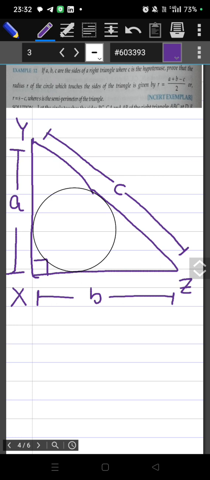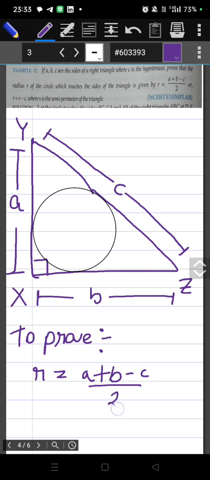So now it has been asked that we need to prove that the radius of the circle is given by this formula, or radius equals S minus C, where S is the semi-perimeter of the triangle. We need to do some extensions. So this is the way of writing in the board exam. So look at this very carefully, how I am proving it. To prove radius equals A plus B minus C by 2.